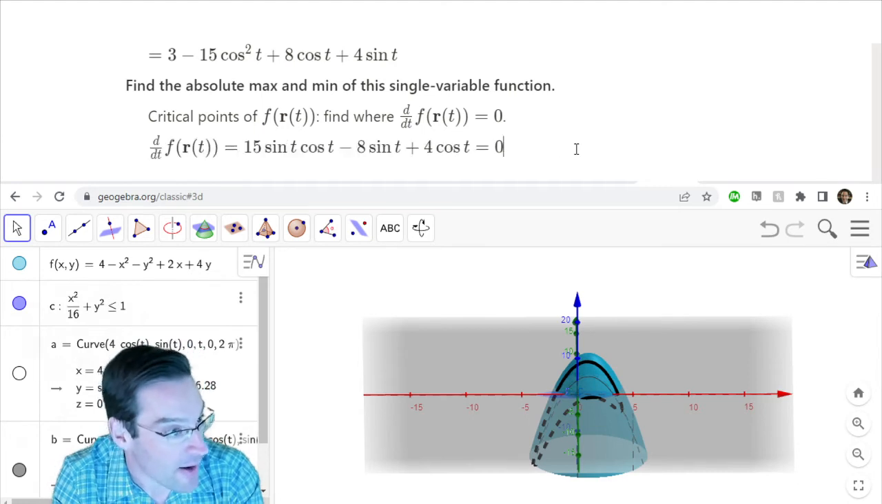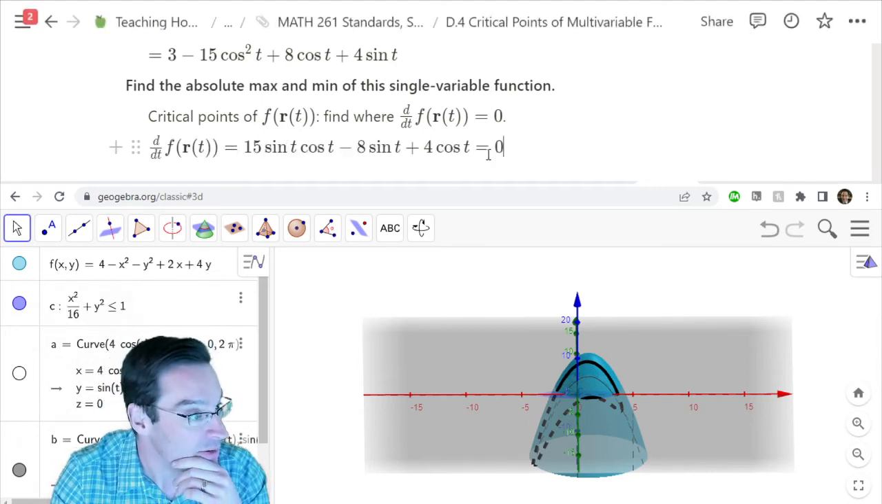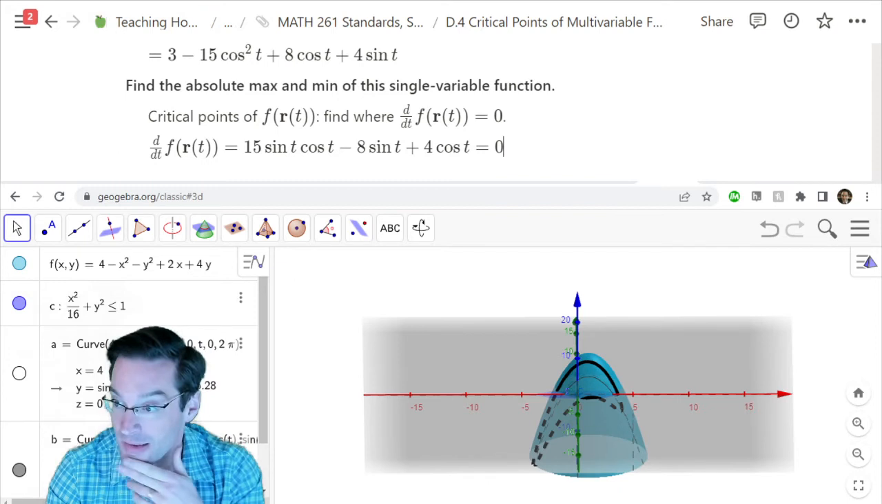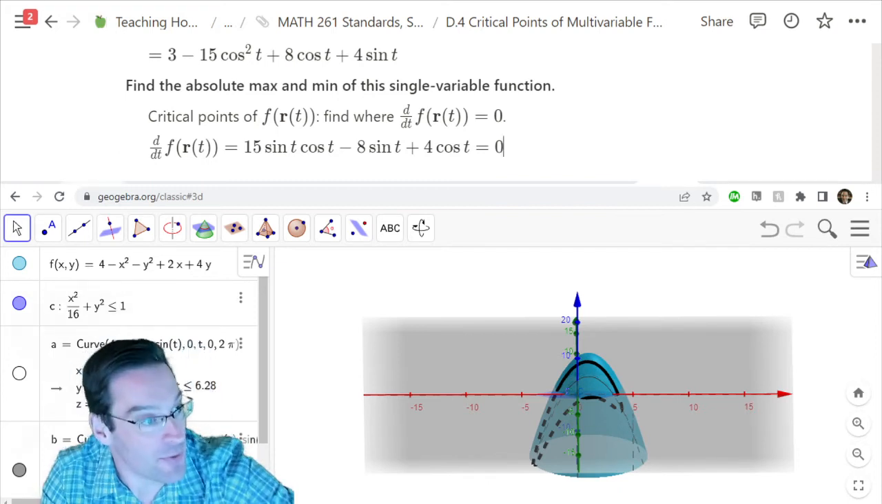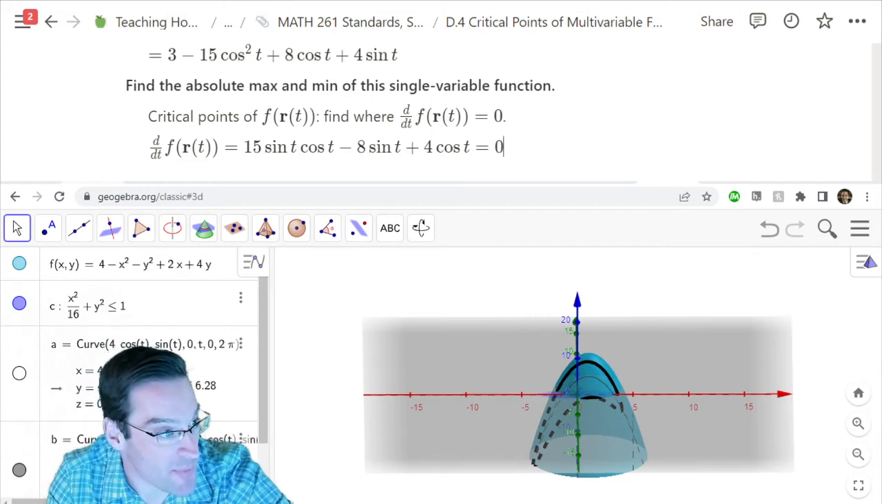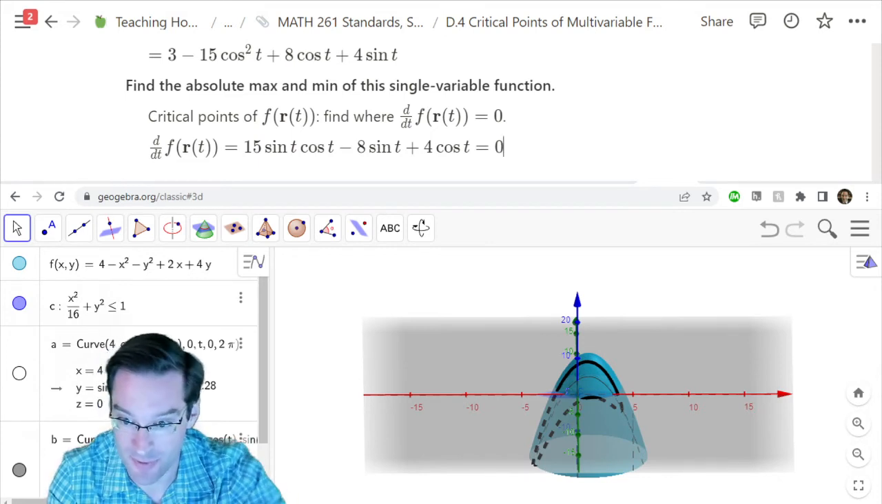And so I need to figure out, if I can, where is that equal to 0? Which t values is that equal to 0? Unfortunately, I don't know if we can solve this particular trigonometric equation analytically. I have to think harder about that. There may be some clever way to do this that I'm not seeing.